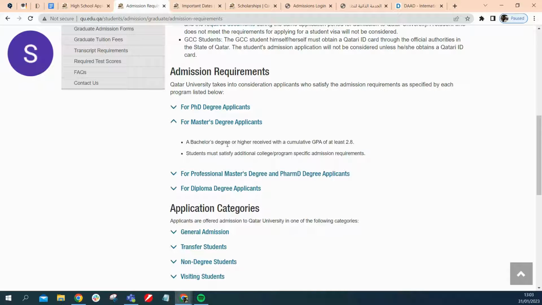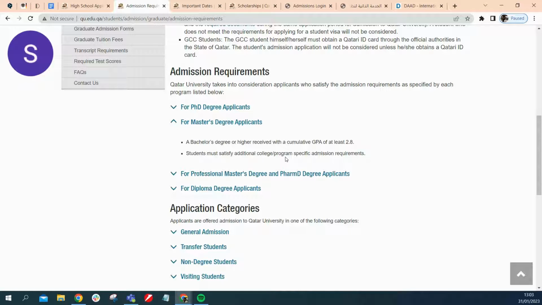It says a bachelor degree or higher received with a cumulative GPA of at least 2.8. So you should have a bachelor degree or higher received with a cumulative GPA of 2.8. So your final degree should be at least 2.8. Students must satisfy additional college program specific requirements. So depending on your program, you should look at what their specific requirements are.